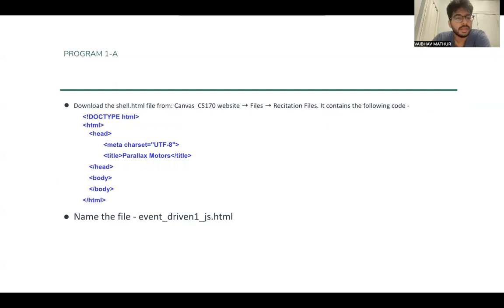So getting started, I have this file which is just a shell file. You can find it in the recitation files, or you can just copy this code and name the file event driven underscore js.html. It's a simple HTML file. You can just copy the code from the slide and paste it. I have it already with me, so please have that before starting.